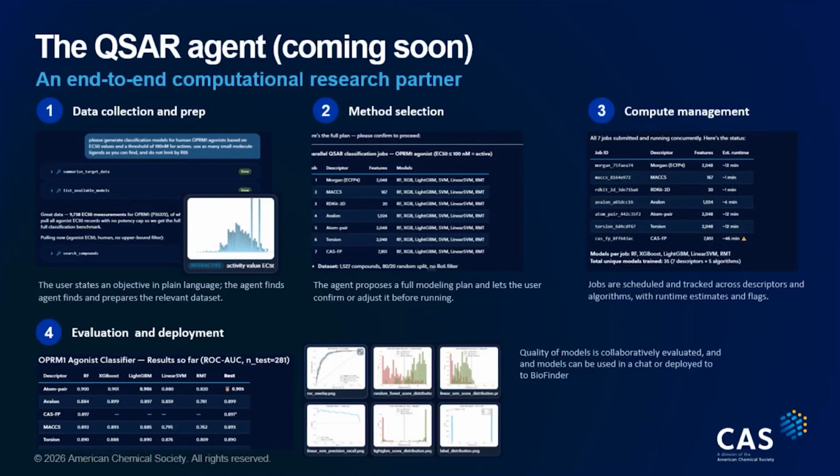Once you select the method, the agent itself is taking care of all the computational aspects by spinning off the jobs, keeping track of them, reporting intermediate results to you. And at the end, it obviously reports the performance of the different methods, the different models, and you can make an informed decision of which models seem to perform and fulfill your objectives.